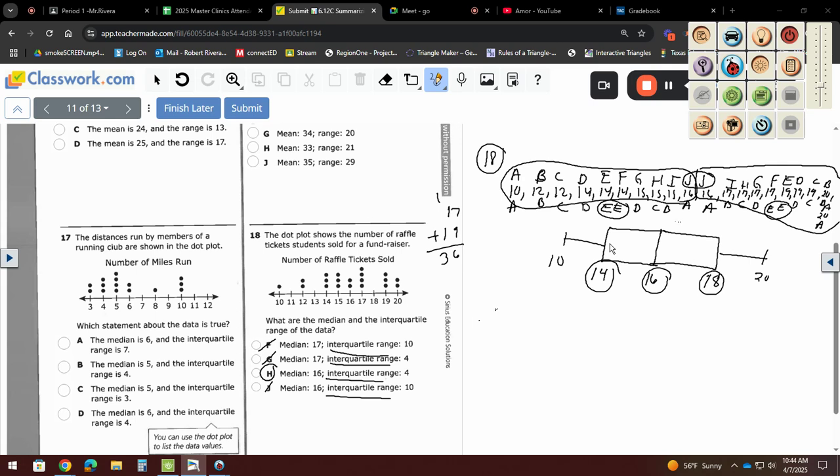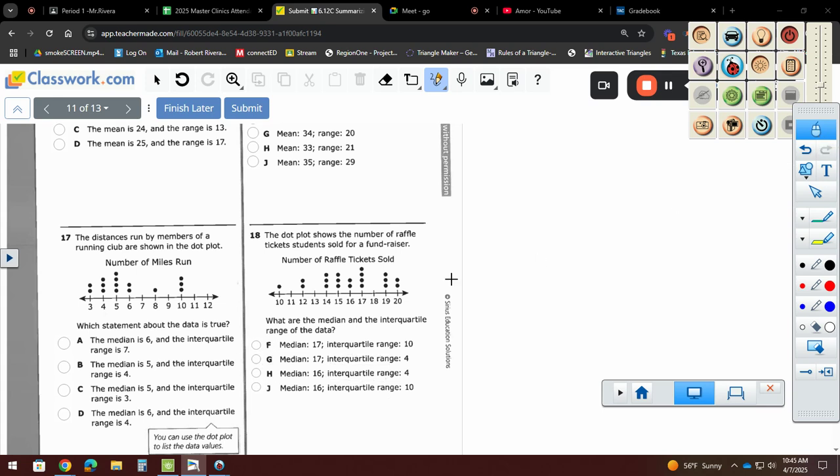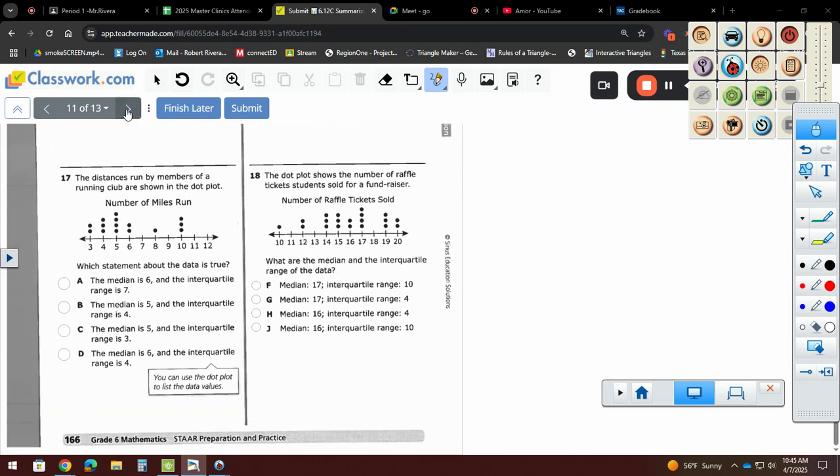The answer was H. Hopefully that's what you got. And if you did, you're doing awesome. We can't miss these at the start. They're pretty easy. As long as I remember my vocabulary, it's really the vocabulary that you need to realize what Q1 is, what Q2 is, what Q3 is, and so on. Okay, page 12.